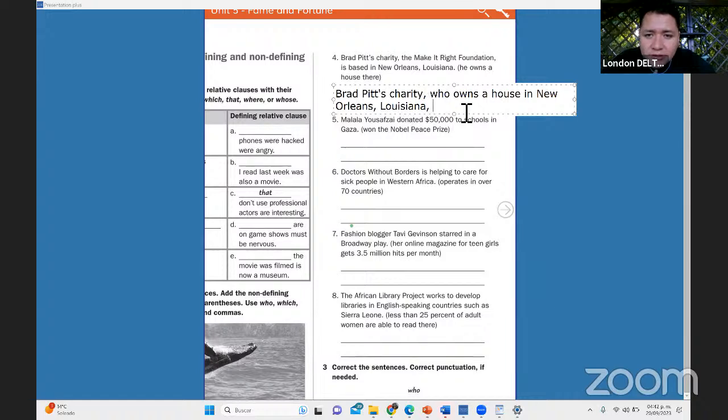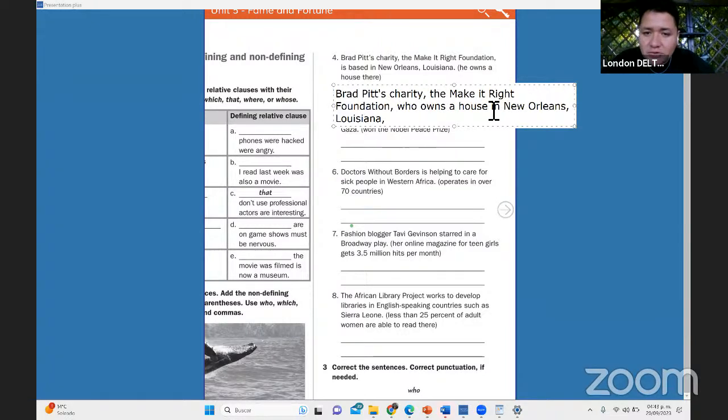Brad Pitt, the May, home scenario. We could write here, Brad Pitt's charity, the Make It Right Foundation. There are many commas, right? We're going to see why.